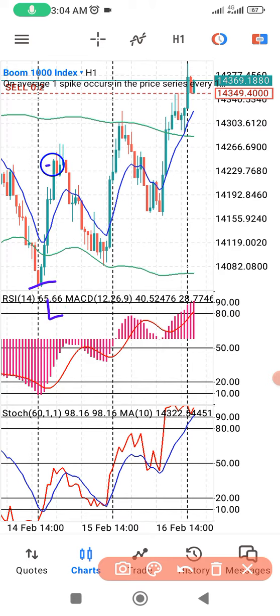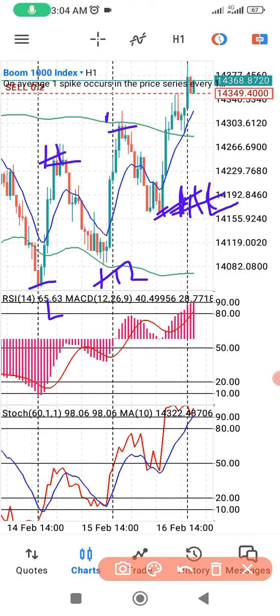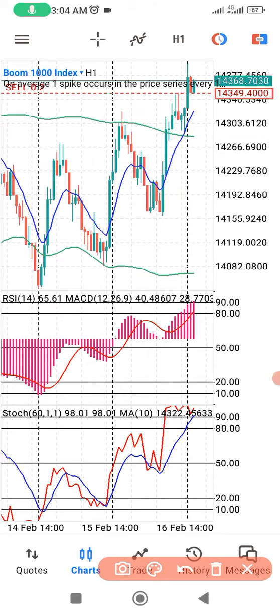A low, a high, higher low, higher high, higher low, higher low, higher high. Right? So these things are marked out this way to help you to know where you are. So we know that this is an uptrend structurally.